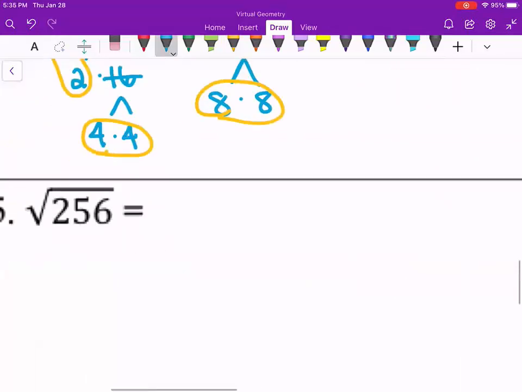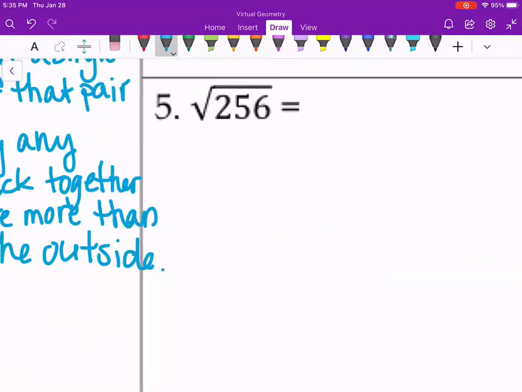All right, let's try some bigger ones. So now we're looking at the square root of 256. One thing I know about square root of 256, again, you could start with 2. 256 divided by 2 will give you your other factor. I'm going to try something a little bigger. I know 256, if I divide that by 8, I can get 32. And then I can break both of these sides down.